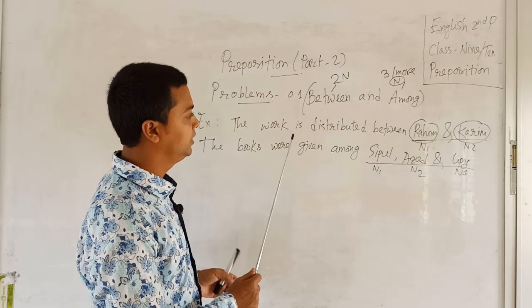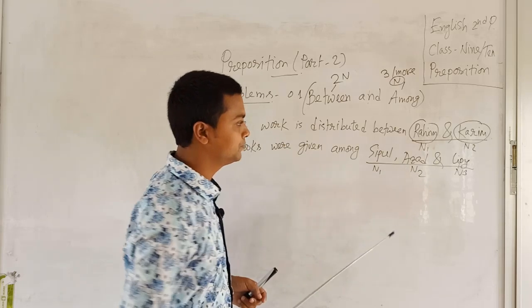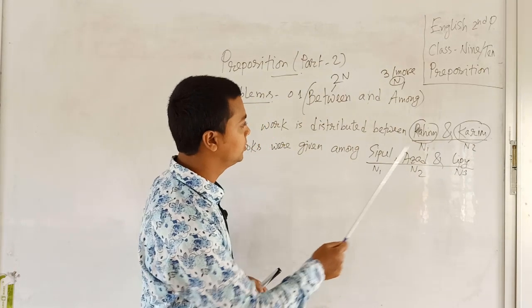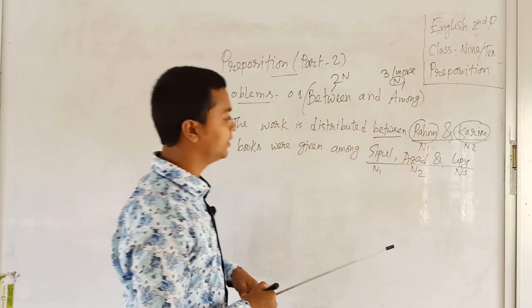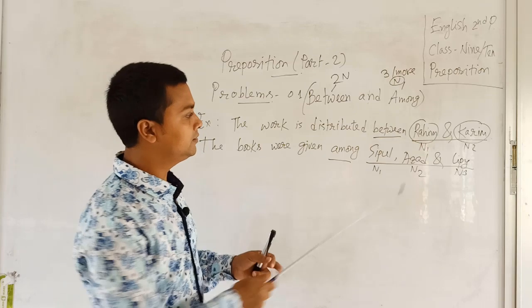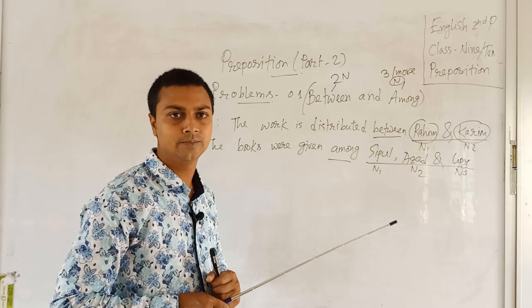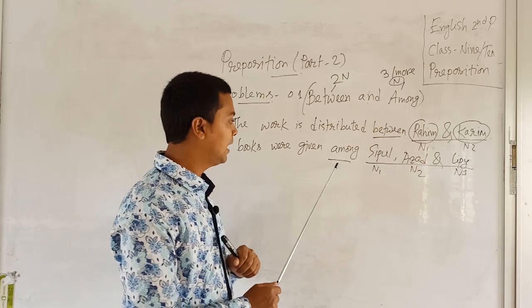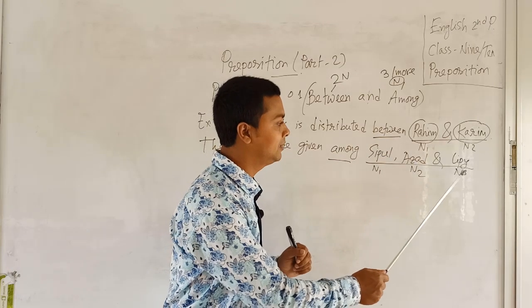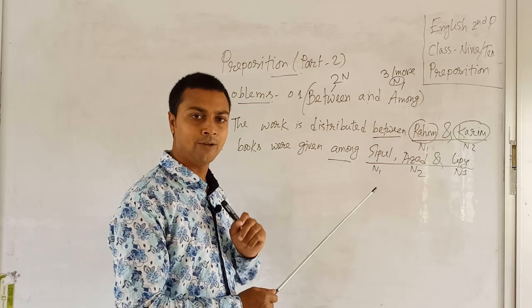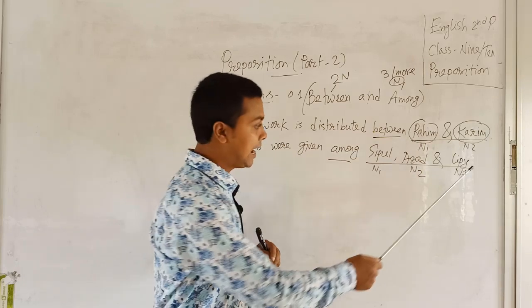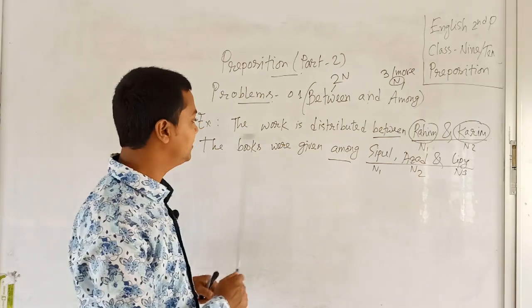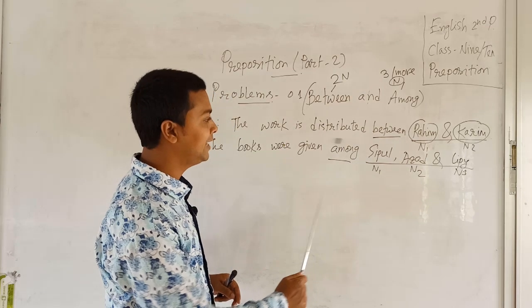The work is distributed between Rohim and Koreem. Here Rohim is a noun and Koreem is another noun, and we use between. Between is used when two nouns are connected with each other. The next sentence is: books were given amongst Shipul, Azat and Lippy. Here Shipul is noun number 1, Azat is noun number 2, and Lippy is noun number 3. When three nouns are used in a sentence, we use among.